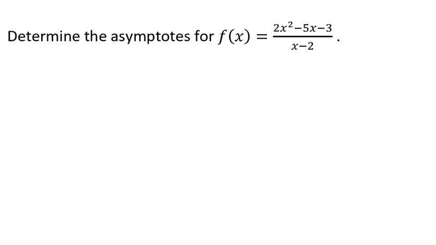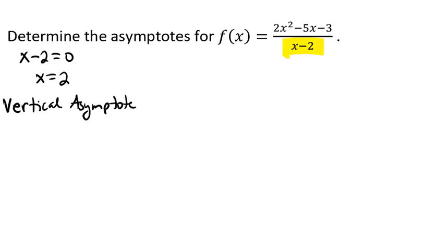In this video, we're going to be identifying the asymptotes of a rational function. So we're going to be determining the asymptotes for f of x equals 2x squared minus 5x minus 3 divided by x minus 2. When we take a look here, we have our denominator x minus 2. If we set x minus 2 equal to 0, that gives us x equals 2. So we have a vertical asymptote at x equals 2.